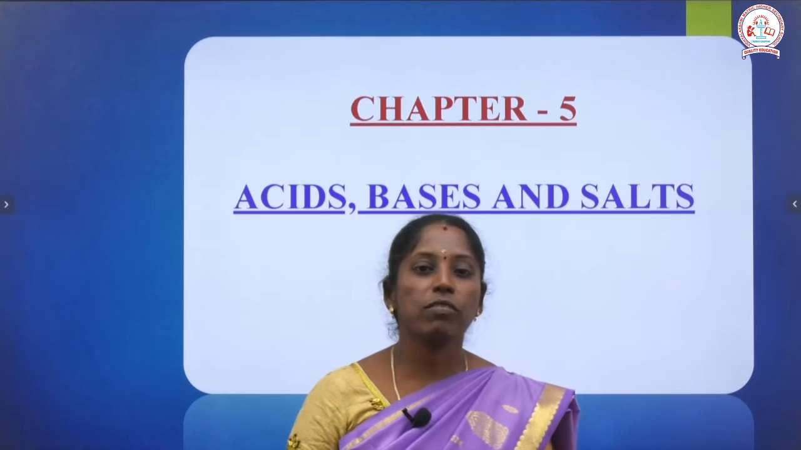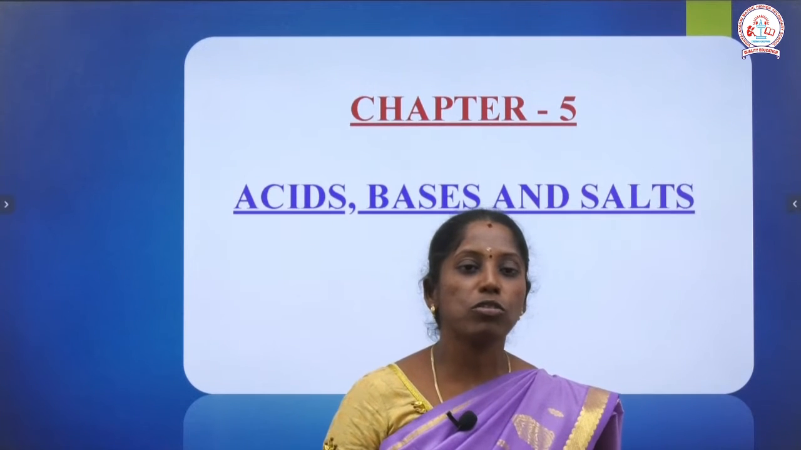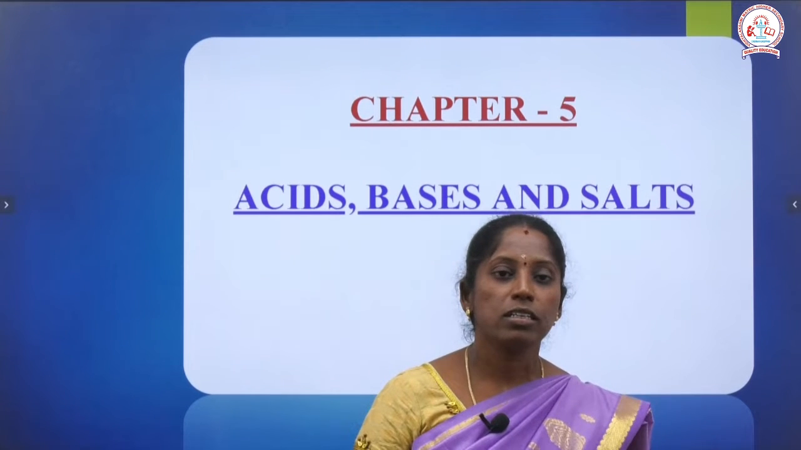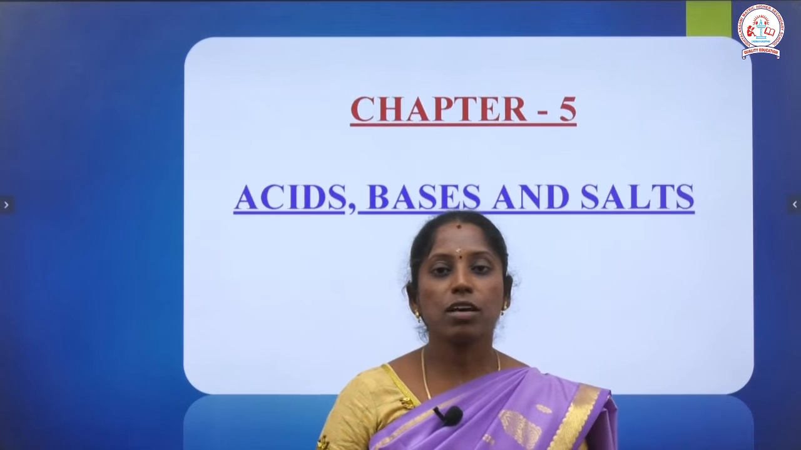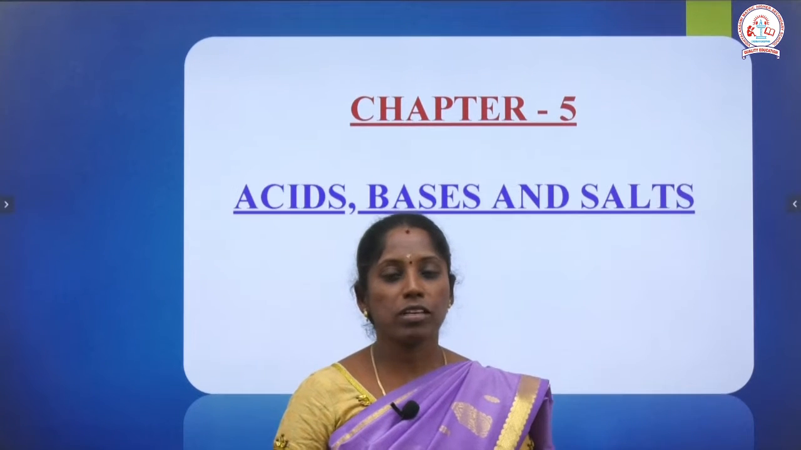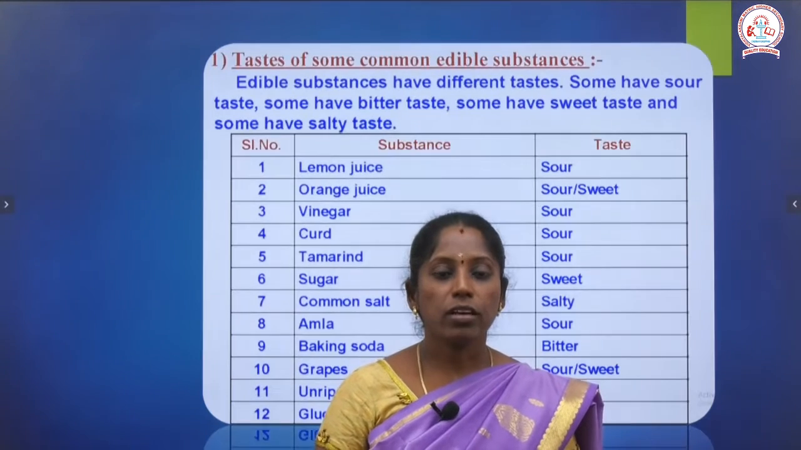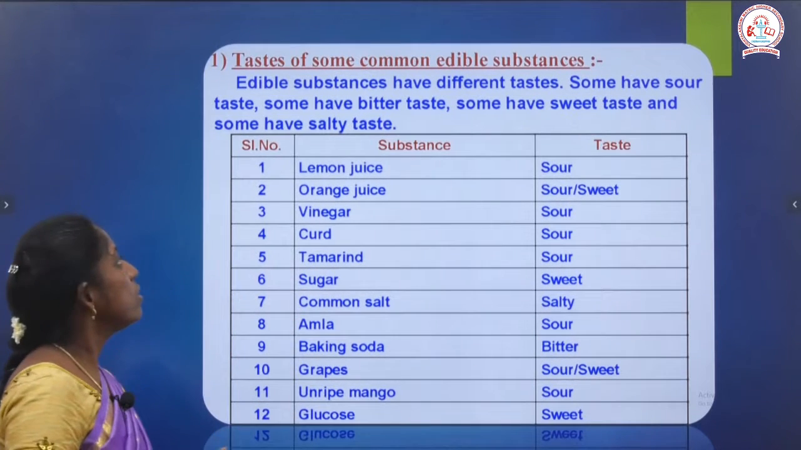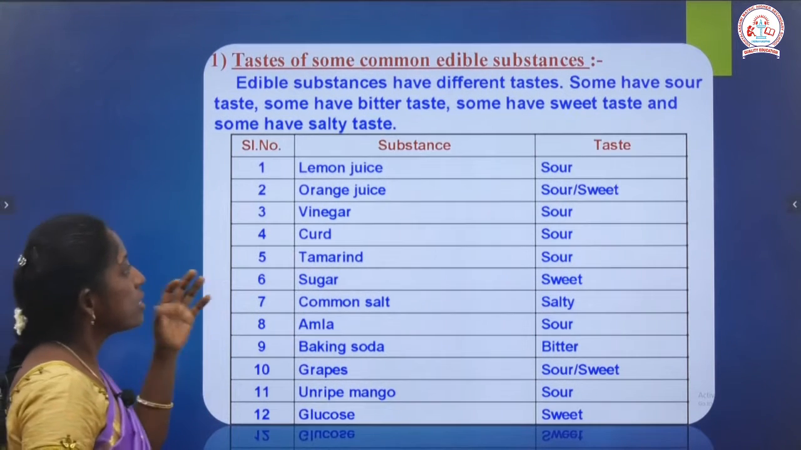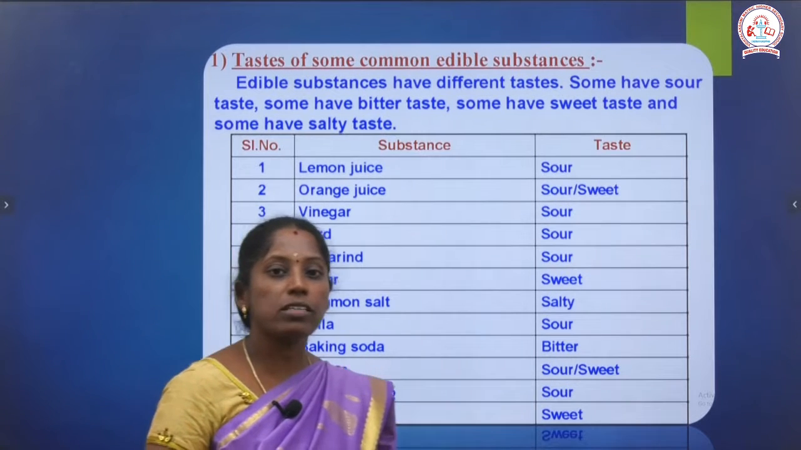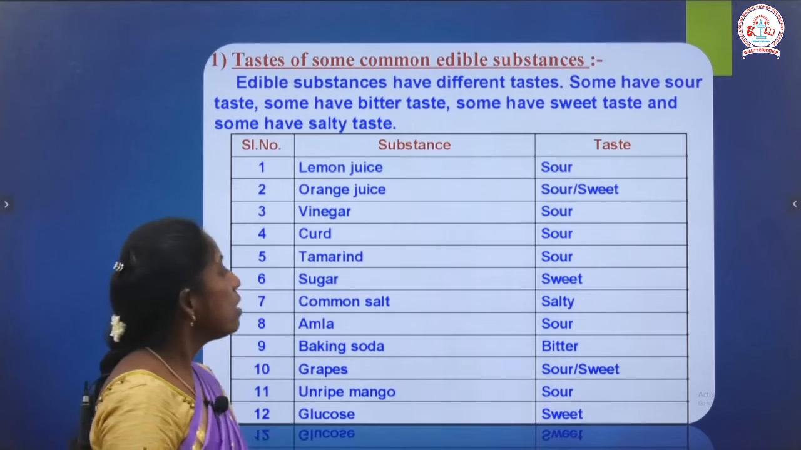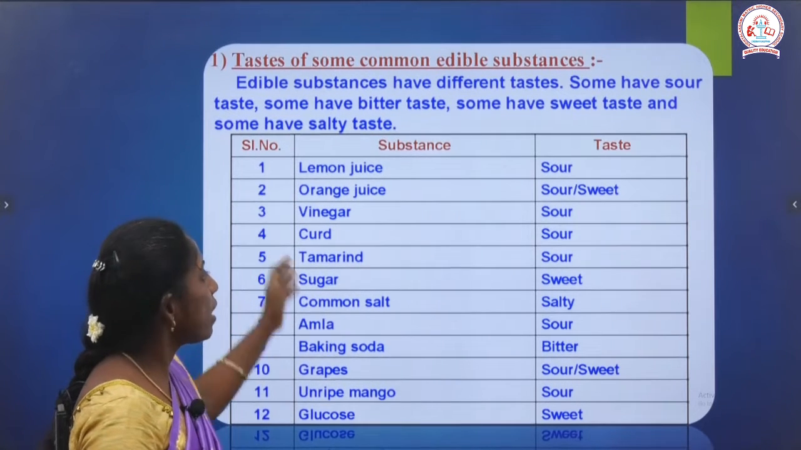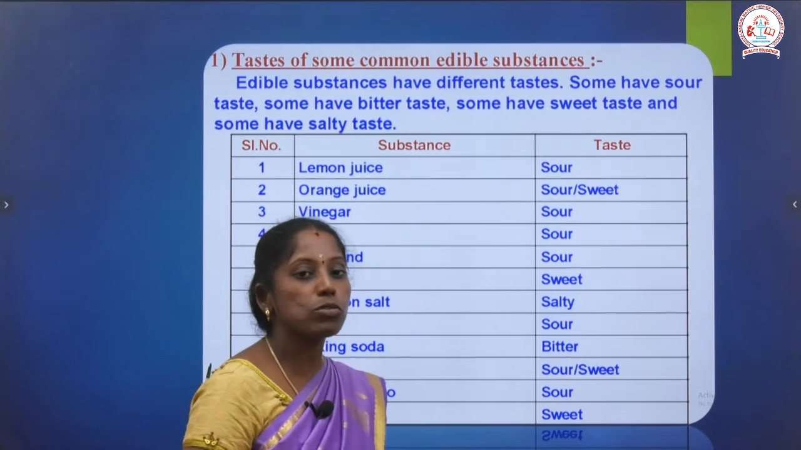Dear students, today we are going to learn about acids, bases and salt for class 7 students. We know that food items have different kinds of taste. Edible means eatable, and they have different tastes: some are sour, some are bitter, some are sweet, some are salty. For example, lemon juice: we know the taste of lemon juice is sour.